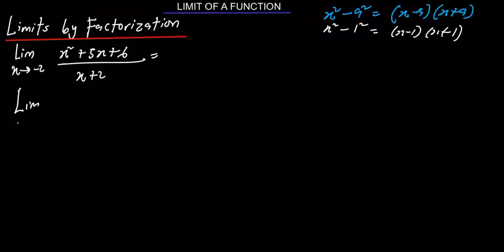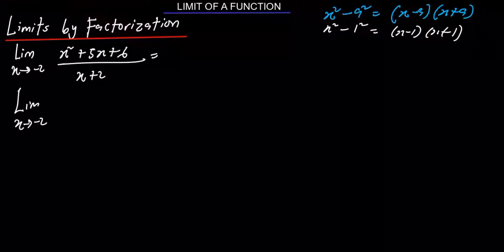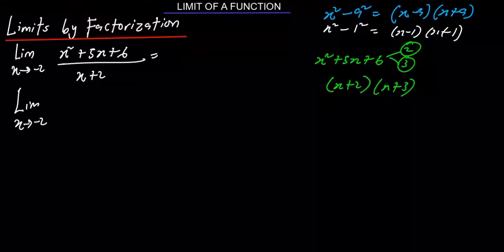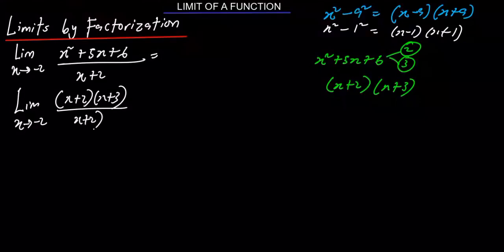Limit as x tends to minus 2. Remember, if I factorize this quadratic, I have x squared plus 5x plus 6. Just think of two numbers that multiply together to give 6, and when you add them together, you get 5. They are 2 and 3. So 2 times 3 is 6, 2 plus 3 is 5. So when you get these two values, you factorize it as (x plus 2)(x plus 3). So I'll have it here: (x plus 2)(x plus 3), all over x plus 2.